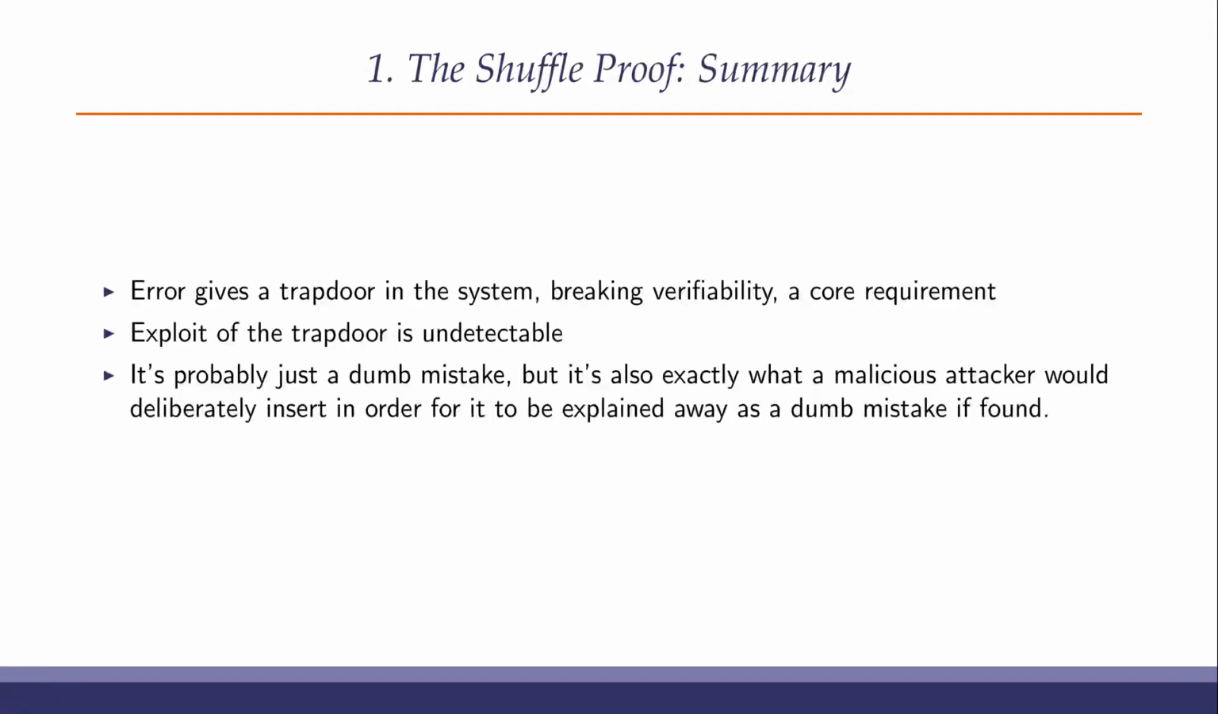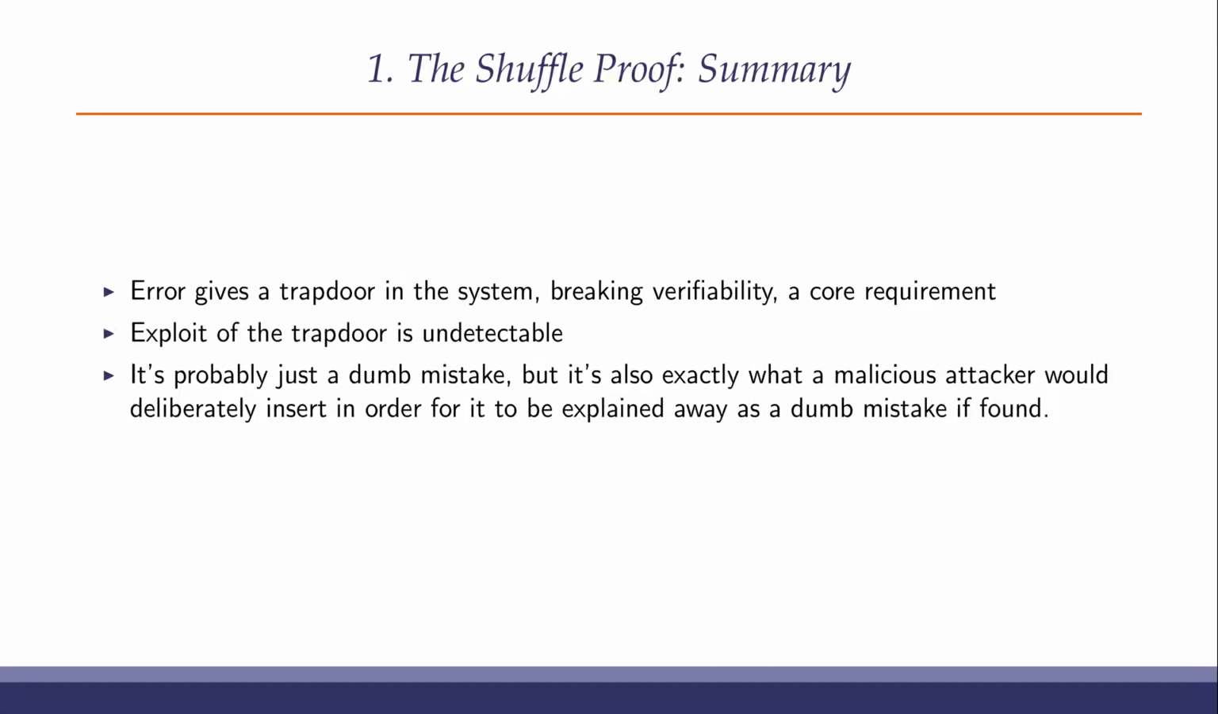So in summary, this error is really a trapdoor into the shuffle proof. It completely breaks verifiability, which was a core requirement specified by the Chancellery for the level of certification that this system was trying to achieve. Exploit of the trapdoor is undetectable. In fact, the cheating proof transcripts are computationally indistinguishable from the valid proof transcripts.